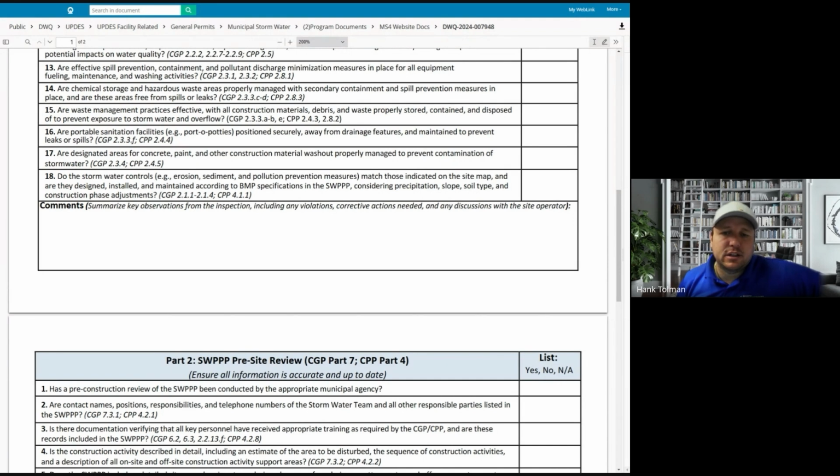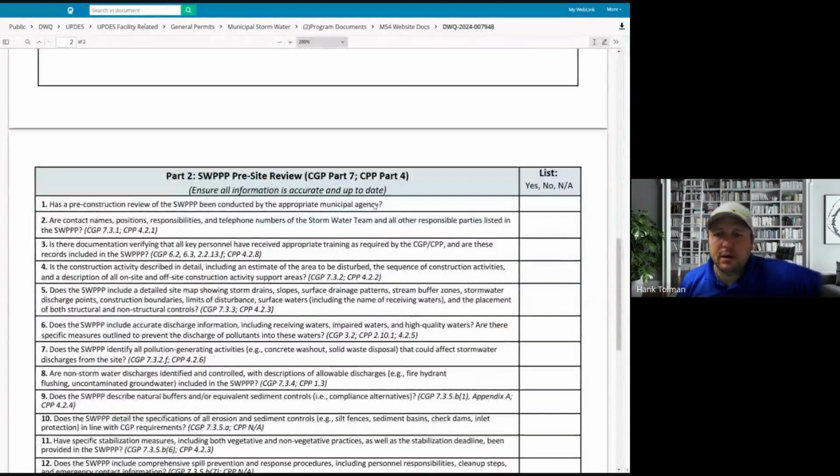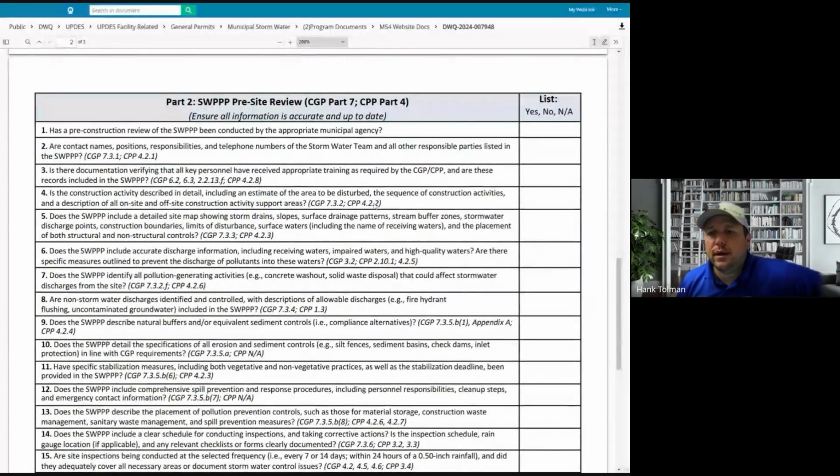Then they're checking, are they designed, installed, and maintained according to the BMP specifications? So really they're looking to see if the BMPs are adequate, but also are the BMPs that are on site matching what's on the site map? Very important that our maps match what's actually on site, right?